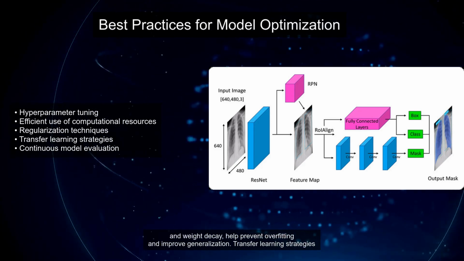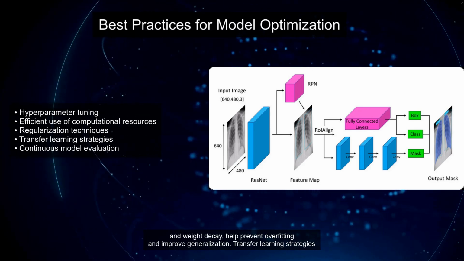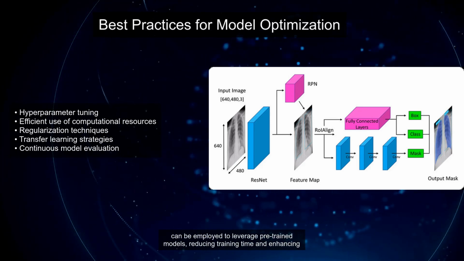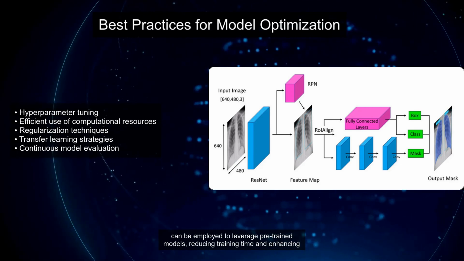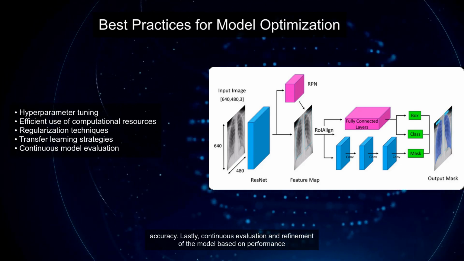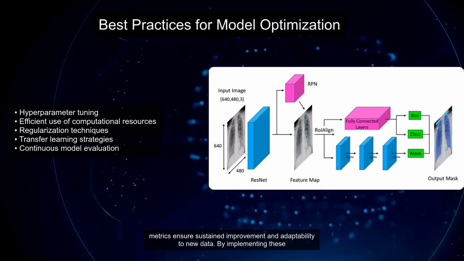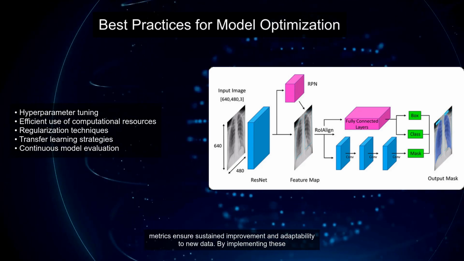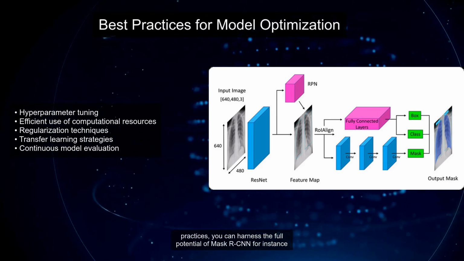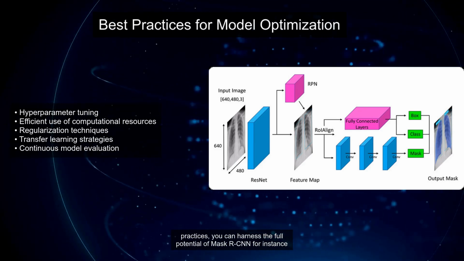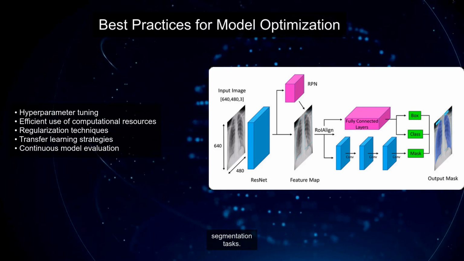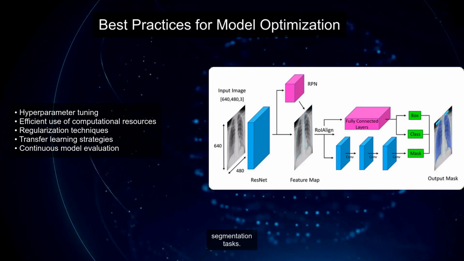Regularization techniques, including dropout and weight decay, help prevent overfitting and improve generalization. Transfer learning strategies can be employed to leverage pre-trained models, reducing training time and enhancing accuracy. Lastly, continuous evaluation and refinement of the model based on performance metrics ensure sustained improvement and adaptability to new data. By implementing these practices, you can harness the full potential of Mask R-CNN for instance segmentation tasks.